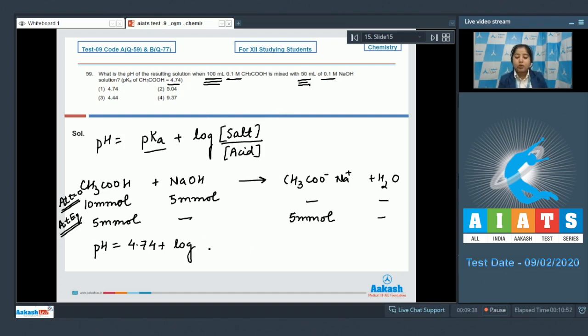So that means the concentration of salt upon concentration of acid is equal to 1, and as we all know, log 1 is equal to 0. That means the value of pH is equal to 4.74. So the correct answer for this question is option number 1.